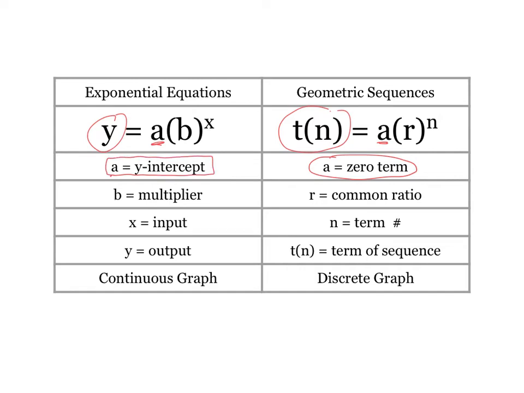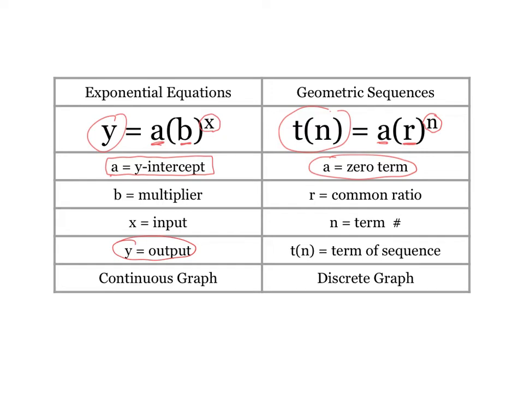So very similar. You'll notice that there's the common ratio in this geometric sequence equation. In exponential equations, we have what's called the multiplier, okay? It's the same concept. And then you'll notice that for geometric sequences, we have n, which stood for the term number, and we have an x in exponential equations, which stands for the input, okay? And then t of n, which was the actual value of the term of the sequence, is replaced by y, which stands for the output, okay?